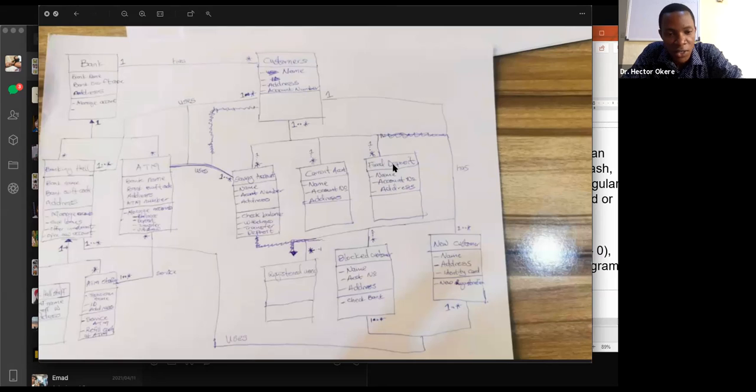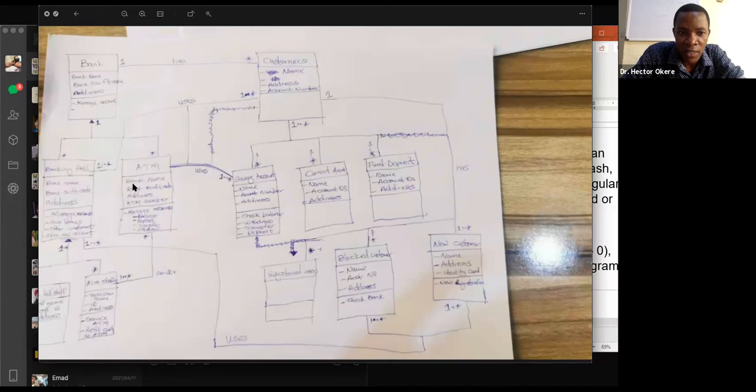But to use the ATM, I'm not sure how the bank works. Maybe any of you that know accounting would know. I don't know if fixed deposit and current account users can use ATM, but I think they cannot. So based on my understanding, I am saying that only the savings account customers can use the ATM. I might be wrong. Don't quote me. So one savings account customer can use one or many ATMs, okay?